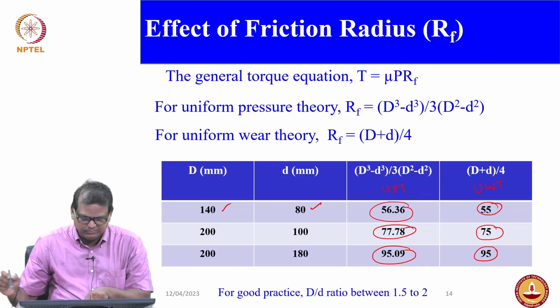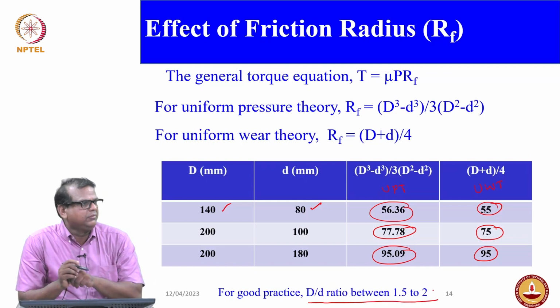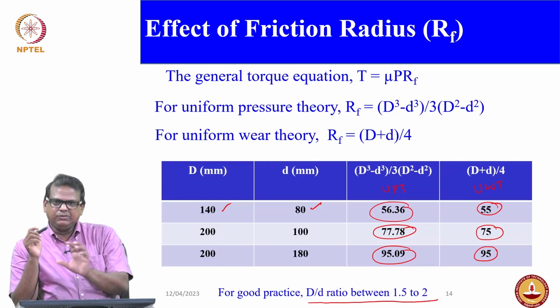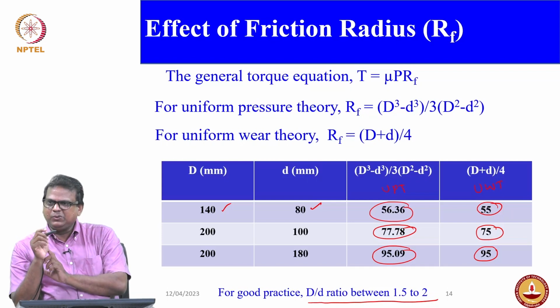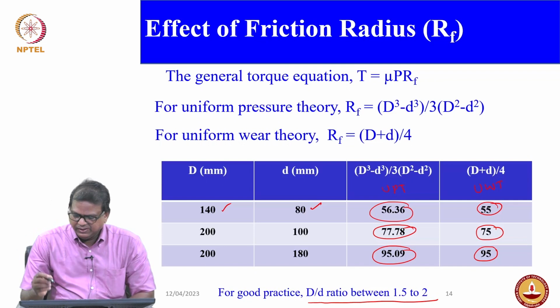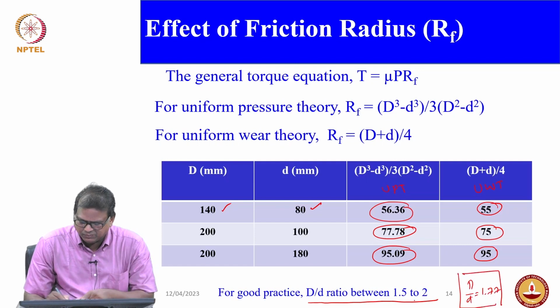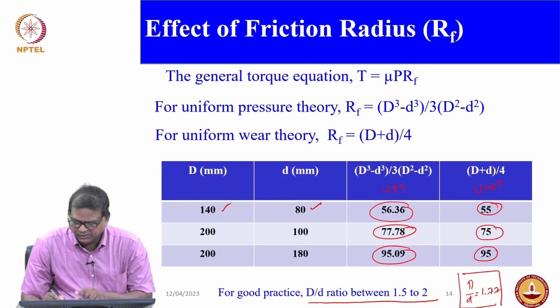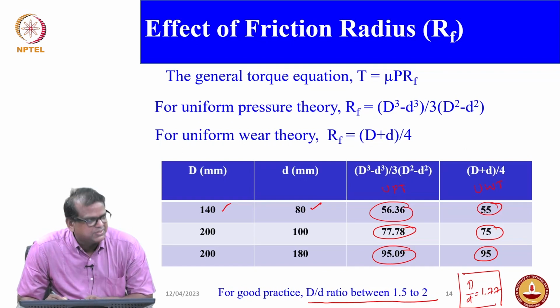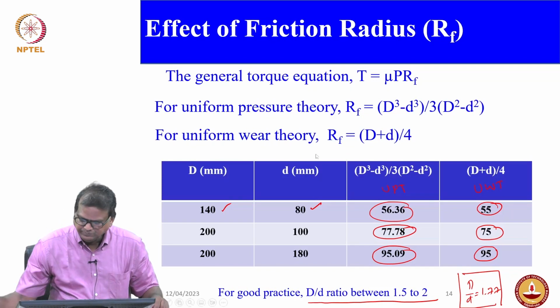Normally, it is better to follow a D/d ratio between 1.2 to 2. If you do that, you are able to achieve, in fact, precisely the D/d ratio for maximum torque is 1.77, but you can vary from 1.5 to 2. In fact, we are going to use this concept while designing a clutch.